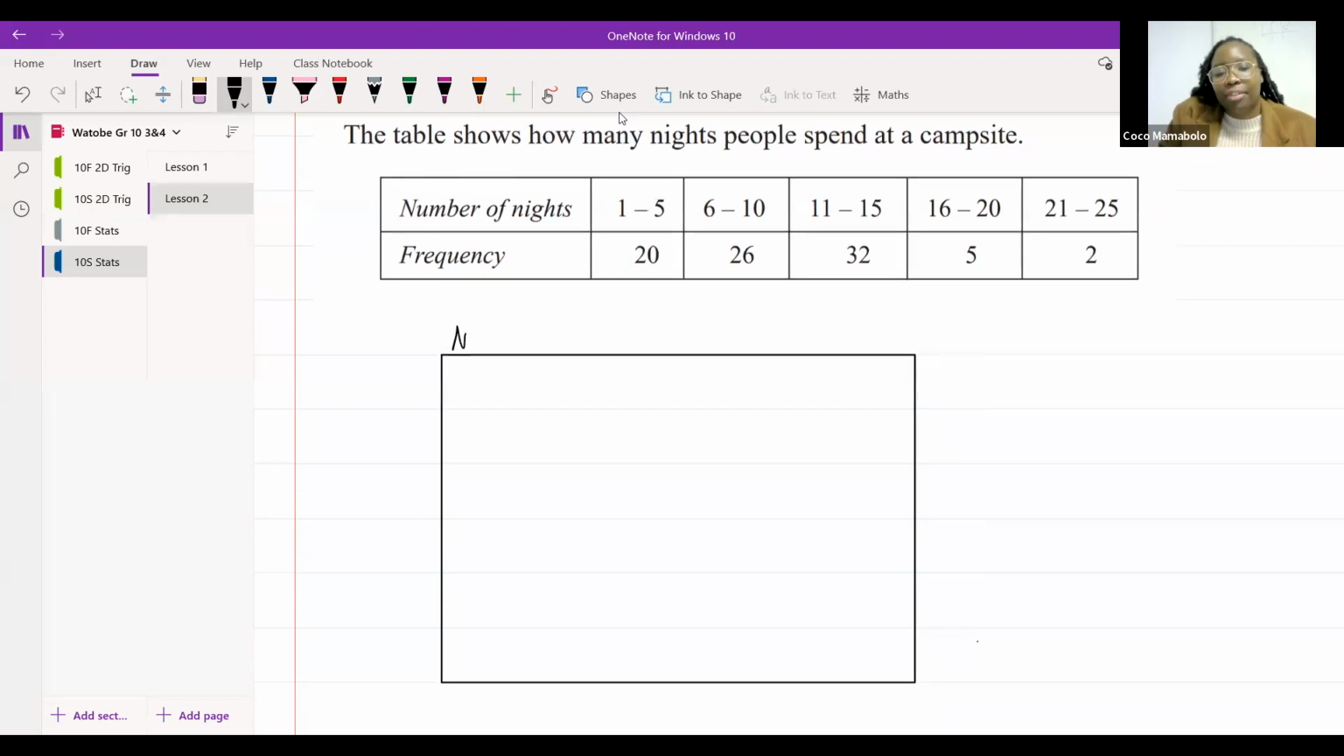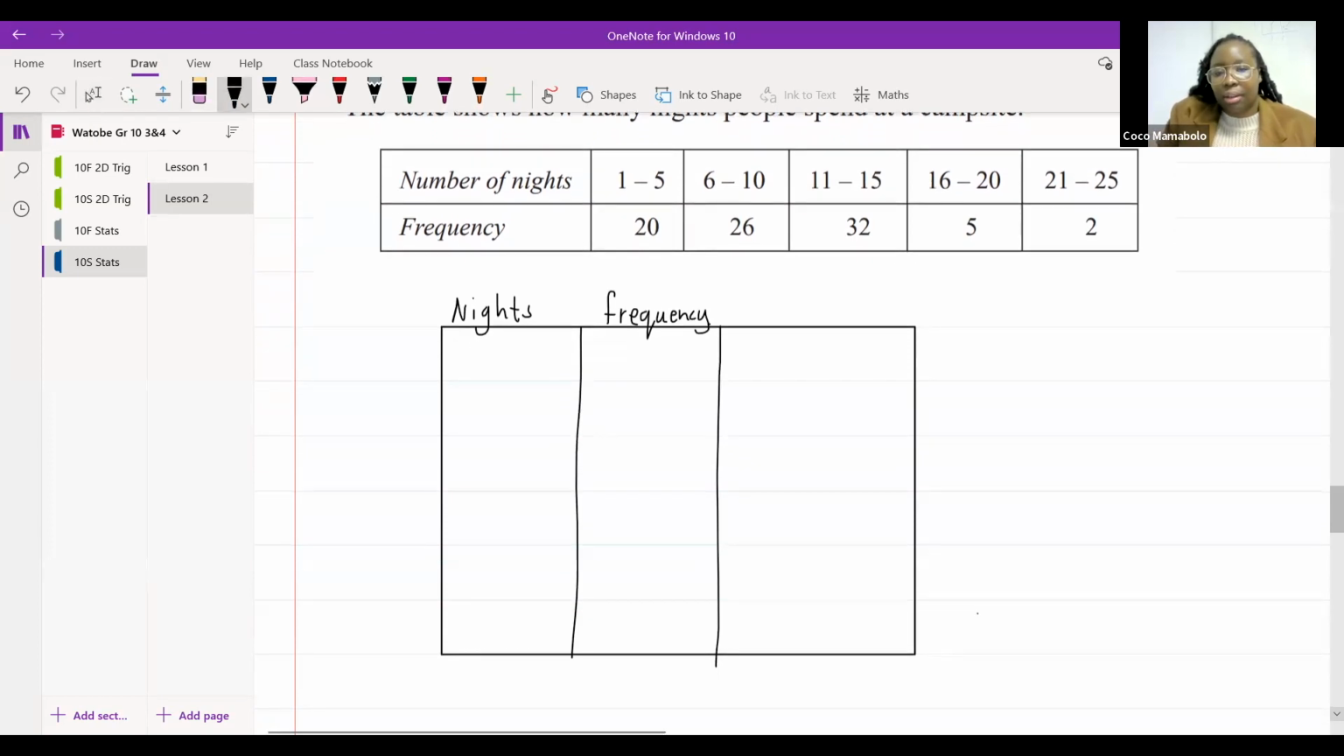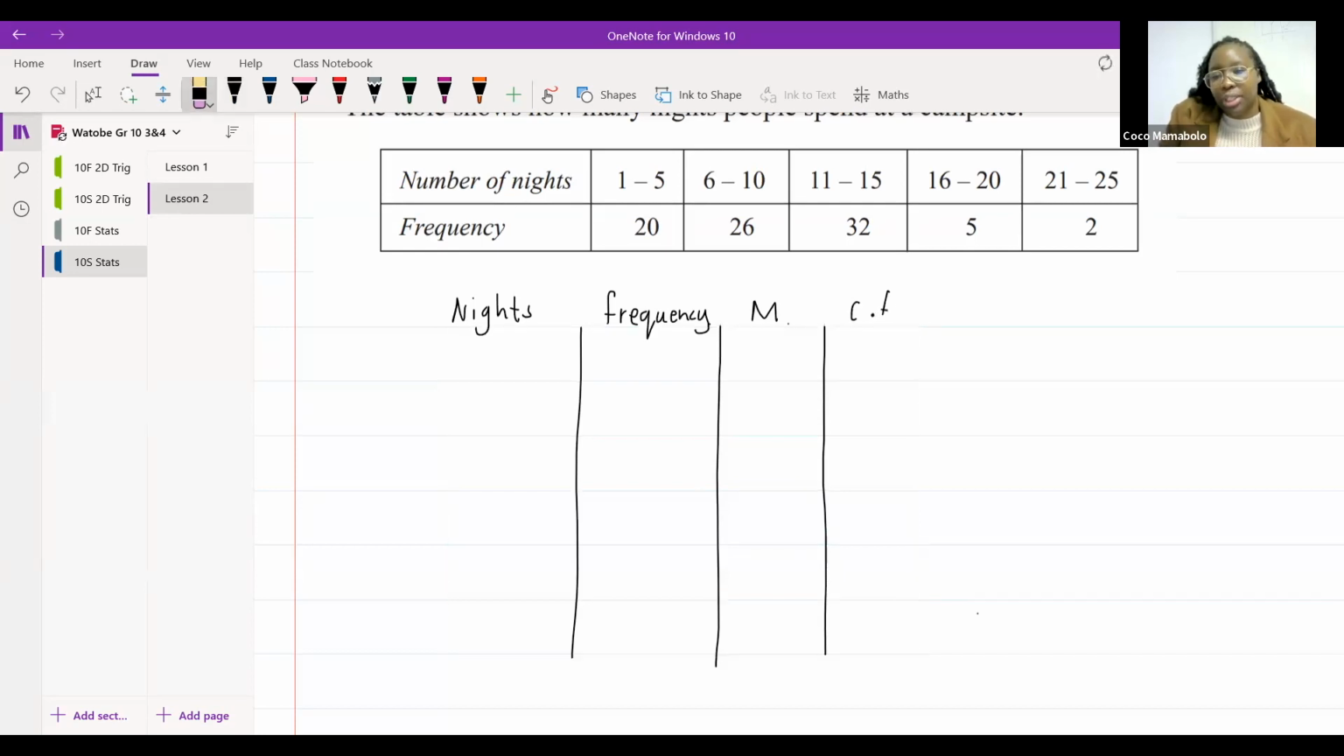So we're going to have number of nights here. And then I'm going to split this down like this. And then we're going to have the frequency. And then we're going to have the midpoint. Okay, the midpoint. And then we're going to have the cumulative frequency of the midpoint. All right, cumulative frequency times midpoint, or cumulative frequency of the midpoint.